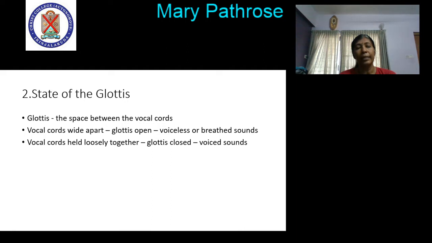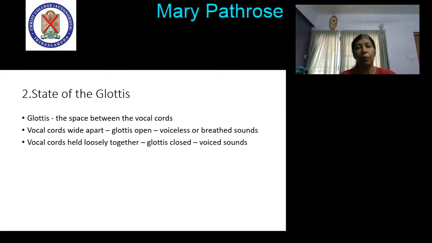Vocal cords can take up three different positions. They can either be held wide apart or held together loosely, or they can be tightly pressed against each other. Depending on the position of the vocal cords, we have two types of sounds.